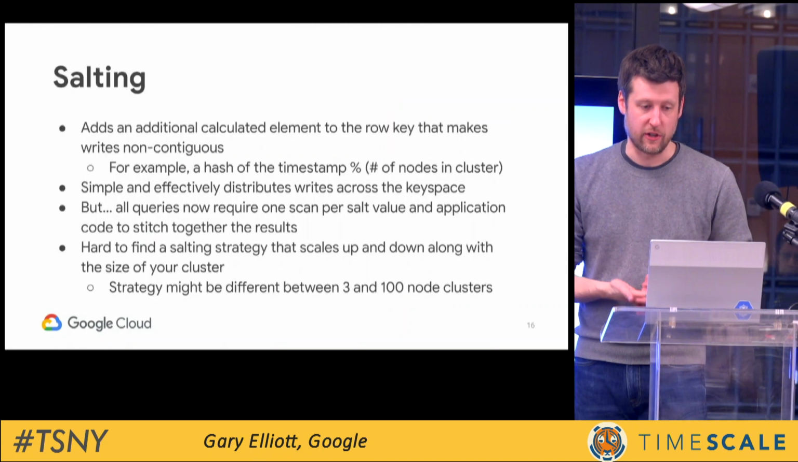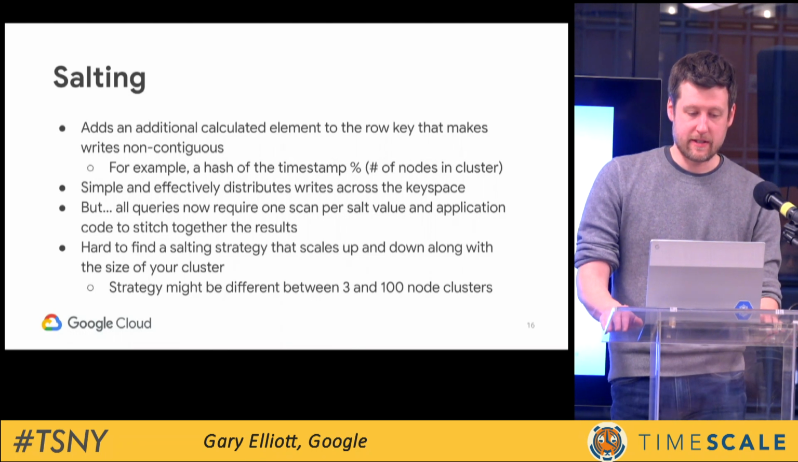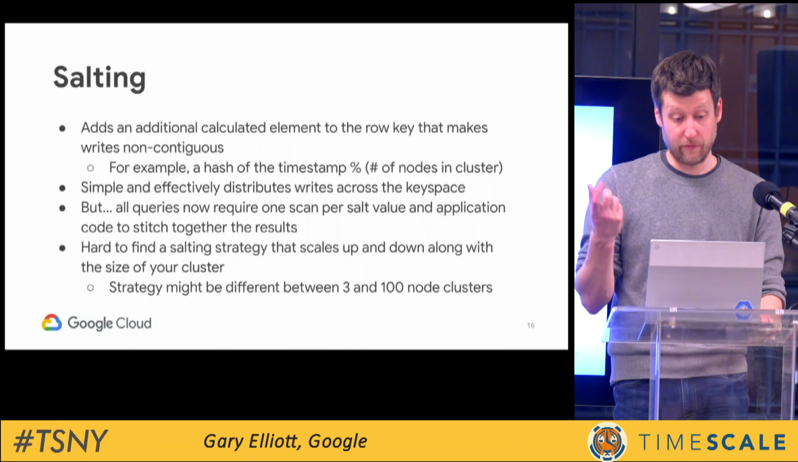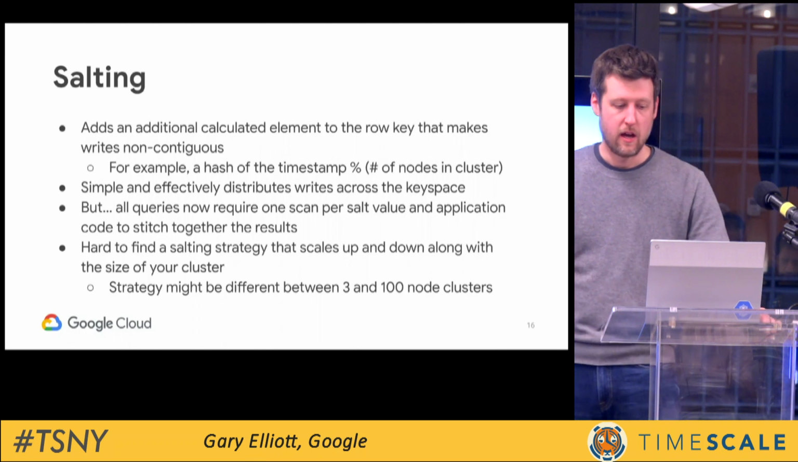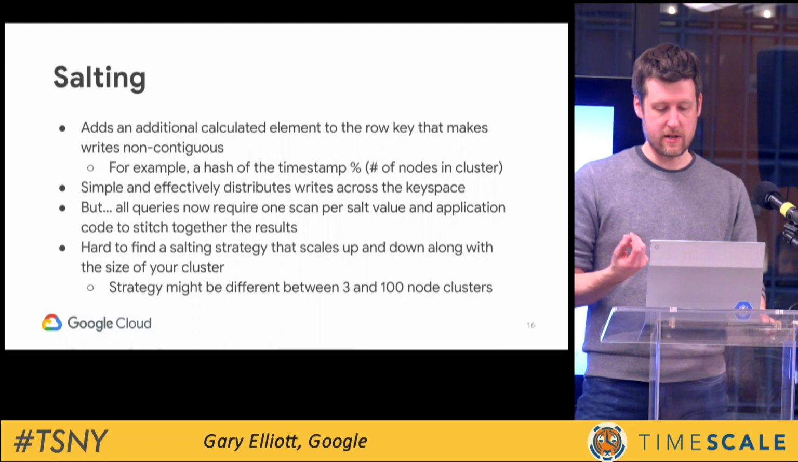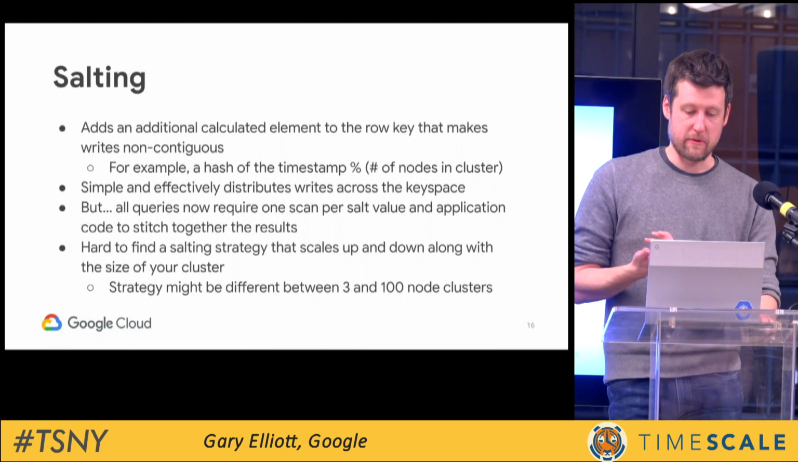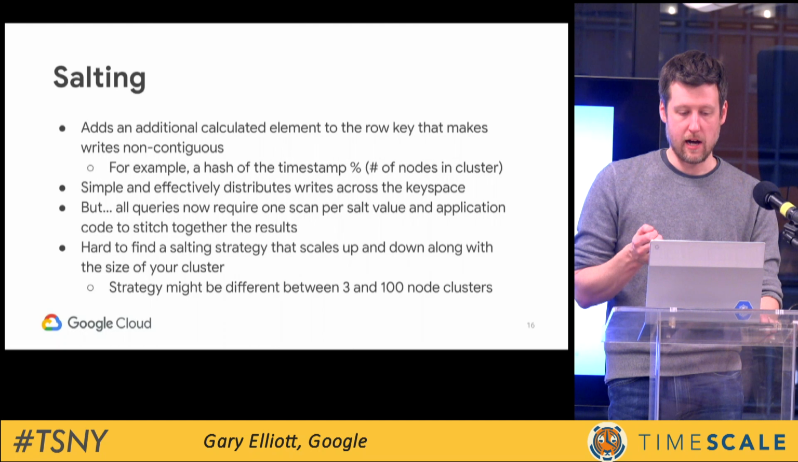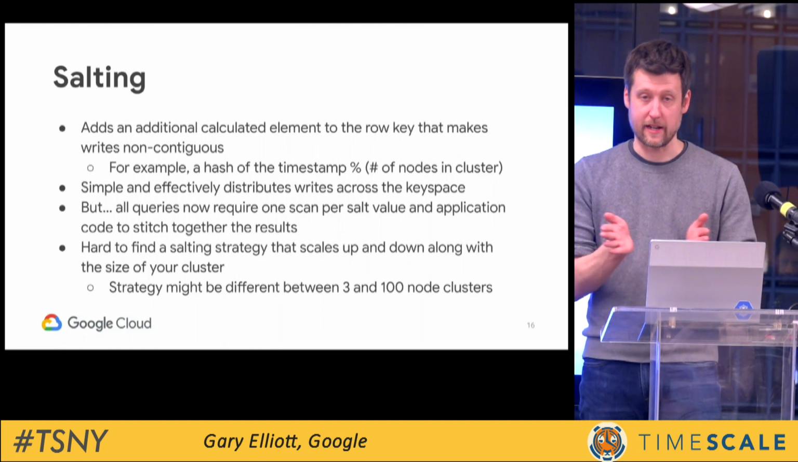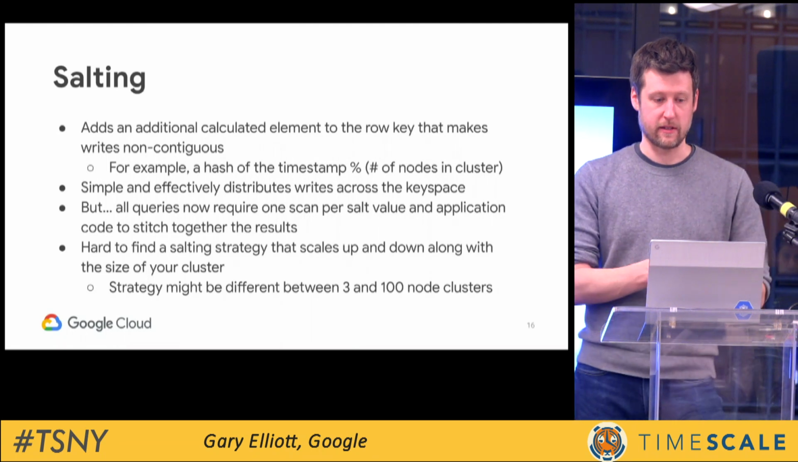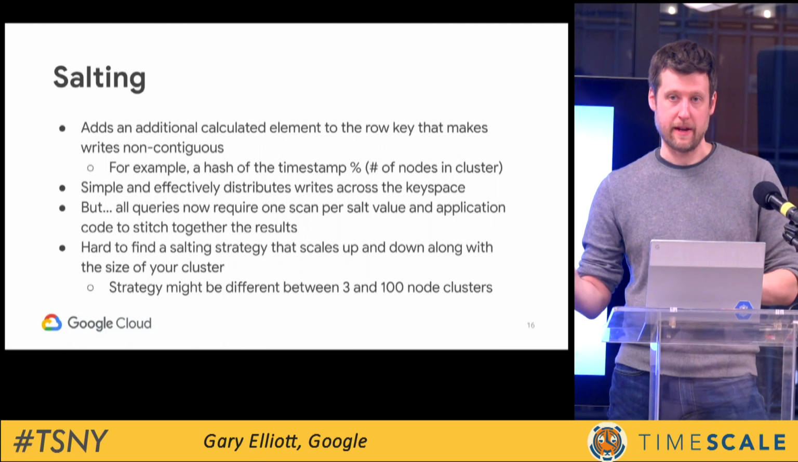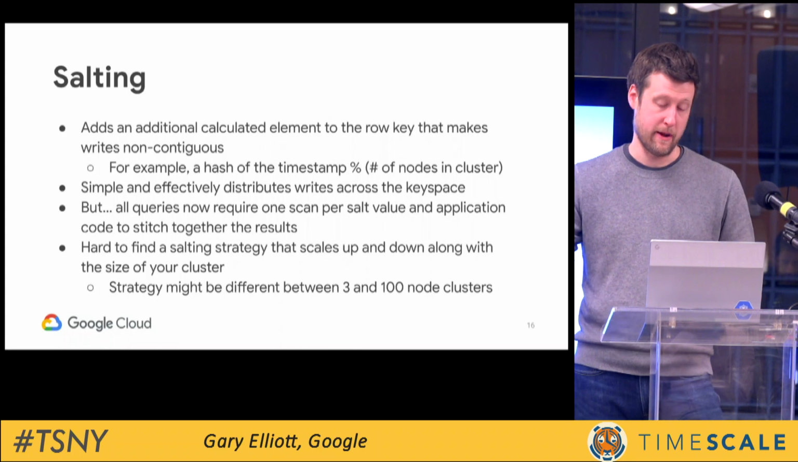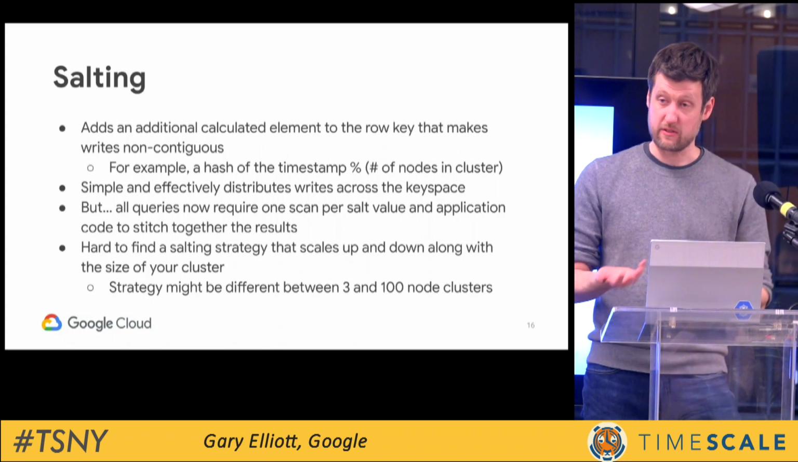Another technique is called salting. This is kind of like sharding, right? It adds an additional calculated element to the row key that forces the writes to be non-contiguous. So for example, if you had a timestamp in the row key, you could take the hash of that timestamp and mod that with, say, the number of nodes in the cluster. You have a 10-node cluster, you're going to get some integer, and put that in the row key. And then what you're doing is splitting all the writes to some number of basically shards that are distributed throughout the key space, which is really good for avoiding hotspotting, because now instead of laser beaming on one node, you're spreading this out to maybe 10 or 20 or 50, whatever you decide. So that's really good for avoiding hotspots.